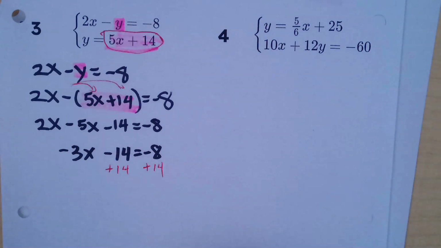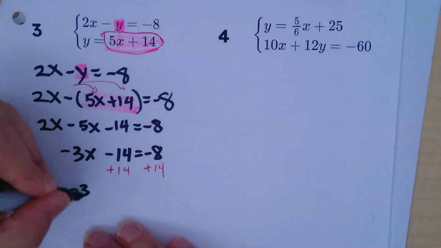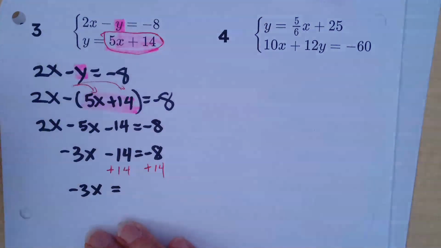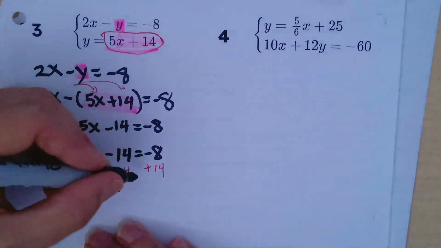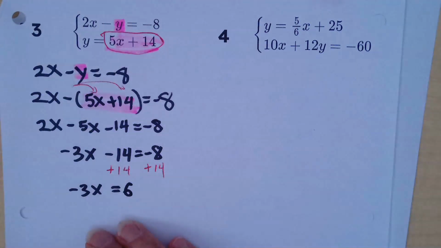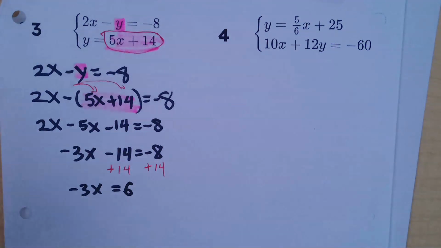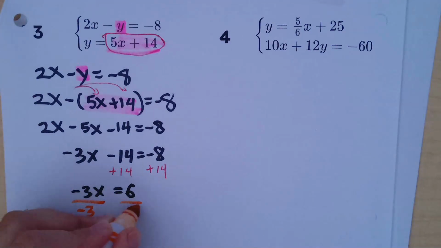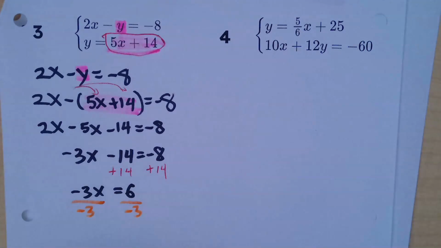Okay, and then I've got negative 3x equals negative 8, and plus 14 is 6. And then my final step, I'm going to divide both sides by negative 3. And then I get x is negative 2.